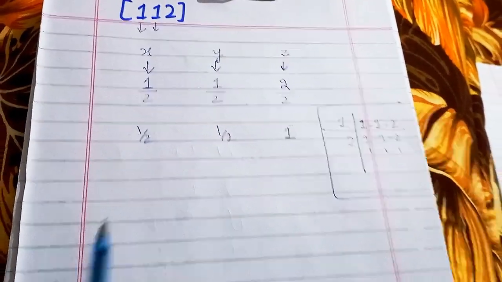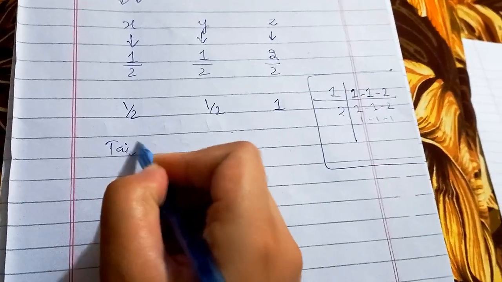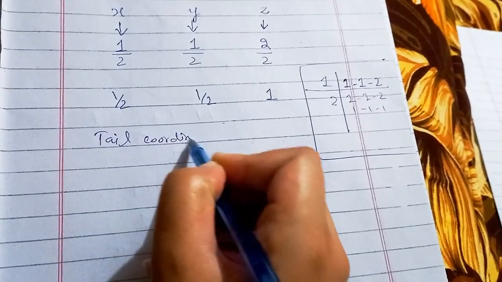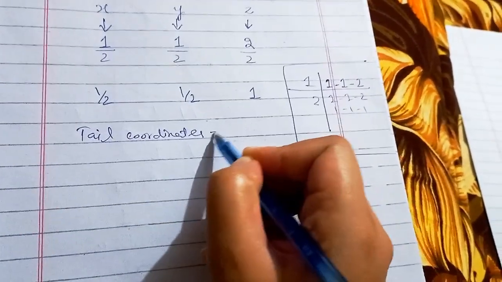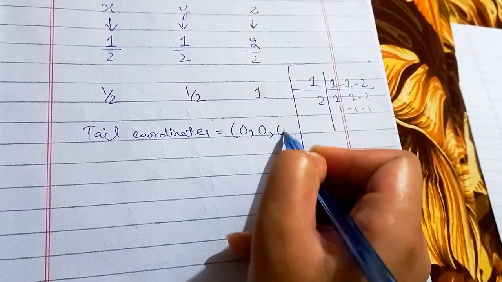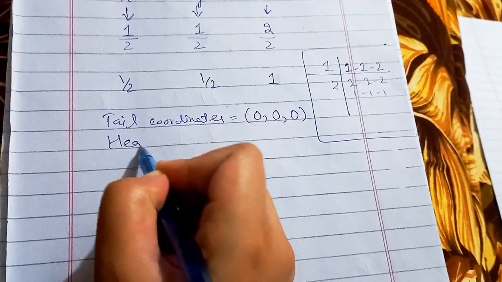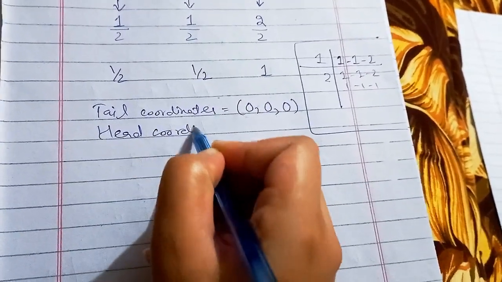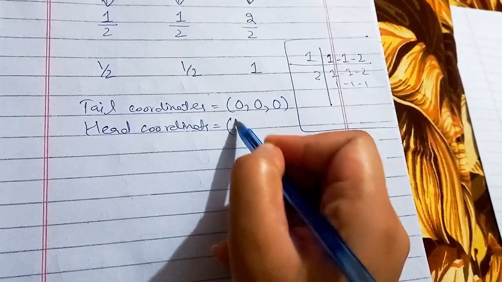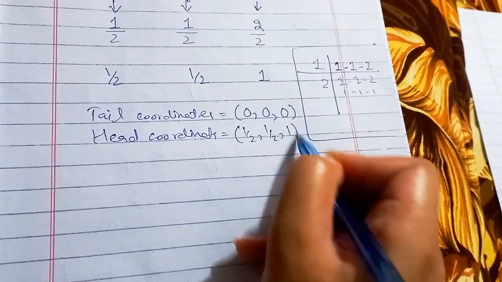Okay, while the tail will be at origin. The tail coordinates will be, if you want to write it, since it is at origin, 0, 0, 0, and the head coordinates of a direction are 1 by 2, 1 by 2, and 1.